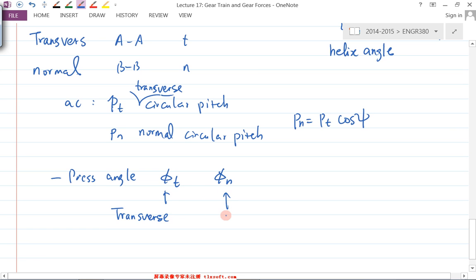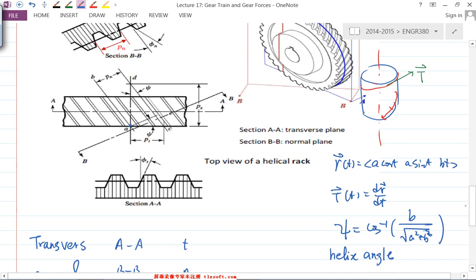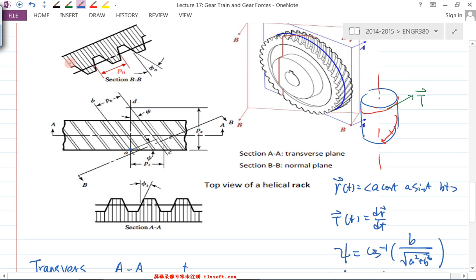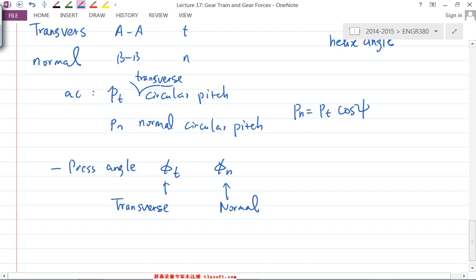And this is the normal pressure angle. Yeah, that's the pressure angle in the normal plane. So this is the pressure angle, for example, in this plane. And in the BB plane, you have another pressure angle essentially. They are different, but they are connected.